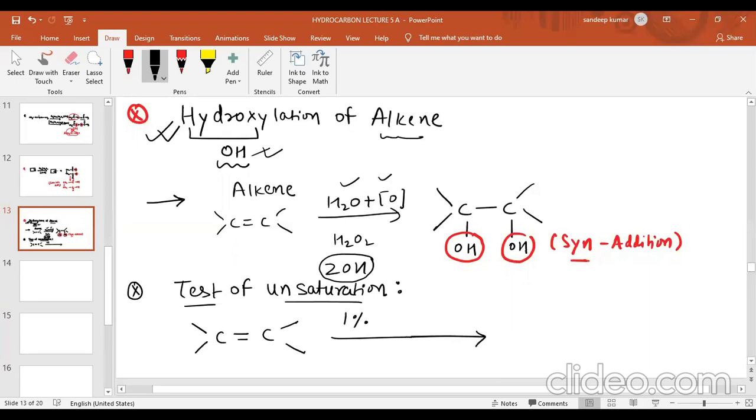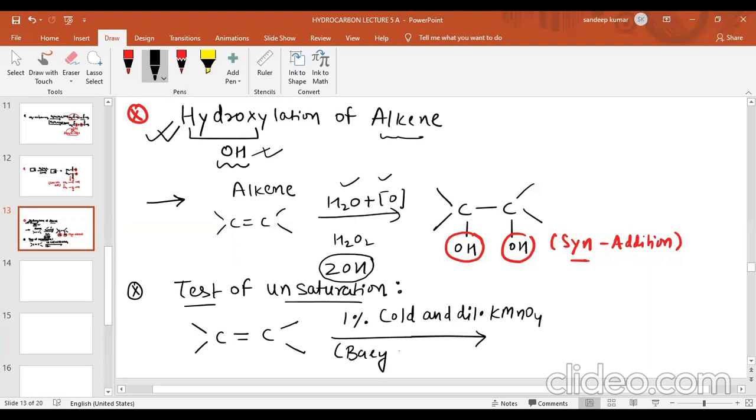1% cold and dilute KMnO4. This reagent is also called Bayer's reagent.